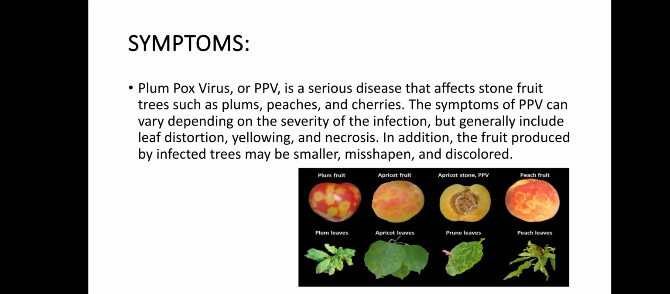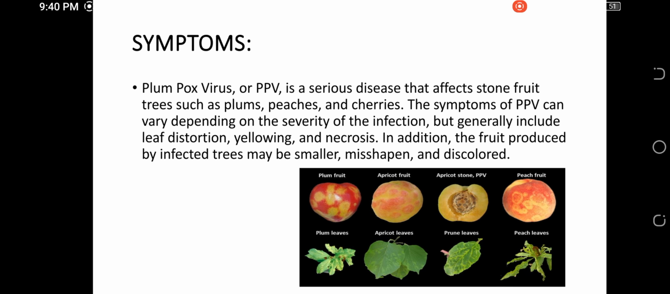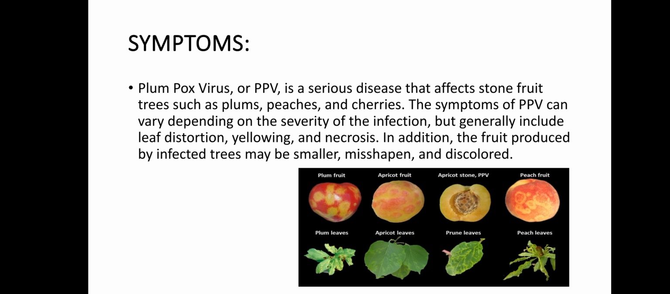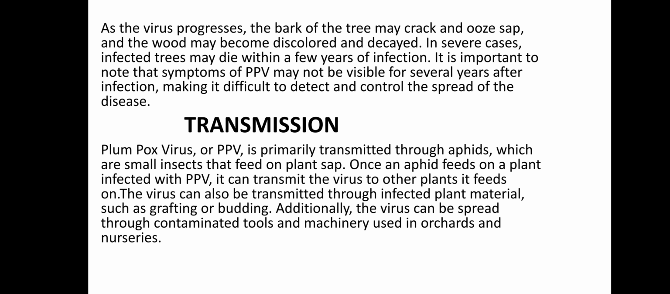Symptoms: Plum pox virus is a serious disease that affects stone fruit trees such as plums, peaches, and cherries. The symptoms of the plum pox virus can vary depending on the severity of the infection, but generally include leaf discoloration, yellowing, and necrosis. In addition, the fruit produced by infected trees may be smaller, misshapen, and discolored. As the virus progresses, the bark of the trees may crack or ooze sap, and the wood may become discolored and decayed. In severe cases, infected trees may die within a few years of infection.